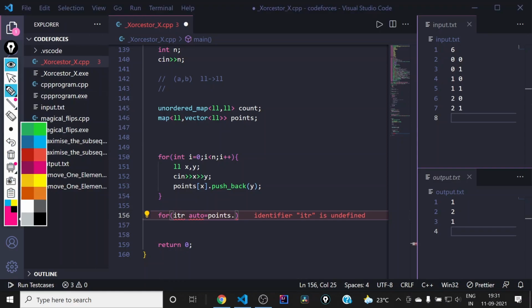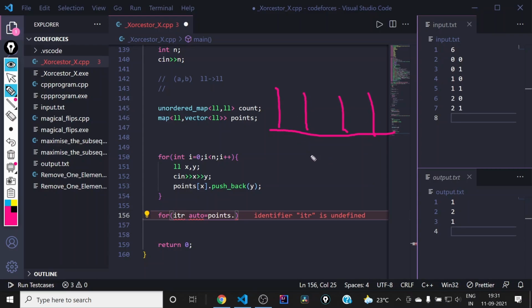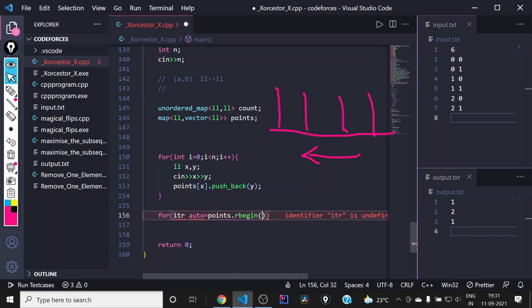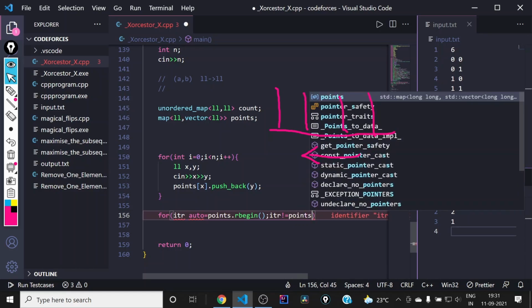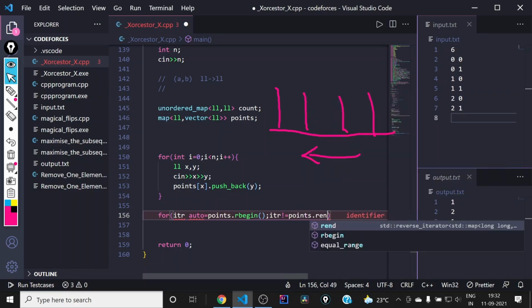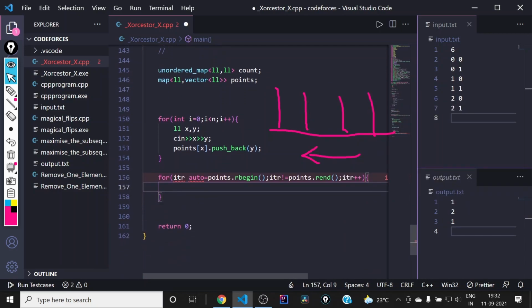So we'll be iterating in this direction. We need to use rbegin and rend for iterating in the opposite direction. Sorry, there is a syntax error. It should be auto itr here.